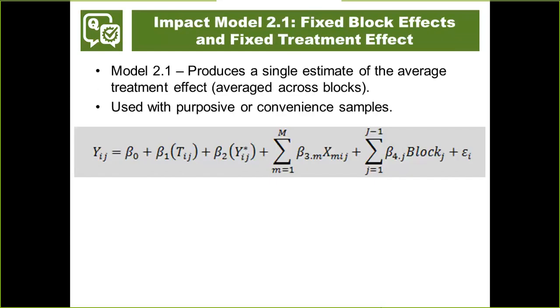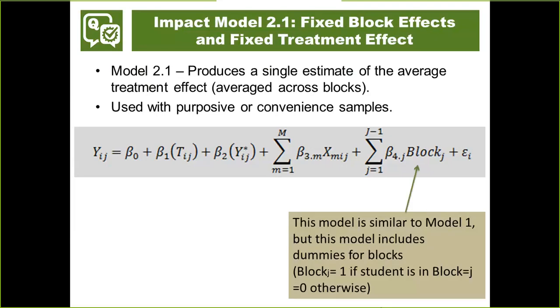Model 2.1 produces a single estimate of the average treatment effect. This model implicitly calculates a treatment control difference within each block and then calculates a weighted average of the differences across the blocks to produce an overall average treatment control difference, or an overall impact estimate. This model is similar to Model 1, but this one includes dummies for the blocks, or indicator variables for the blocks.